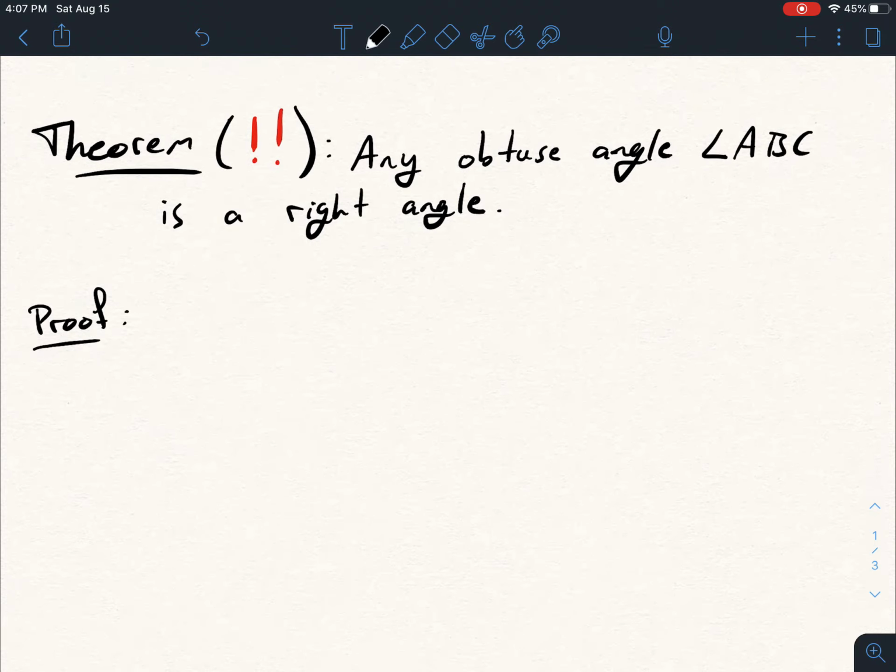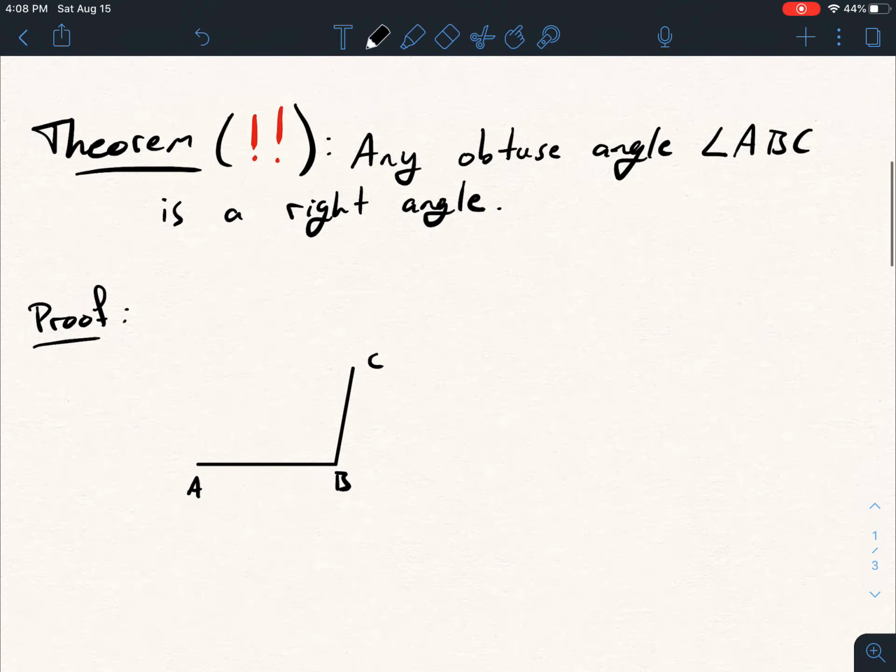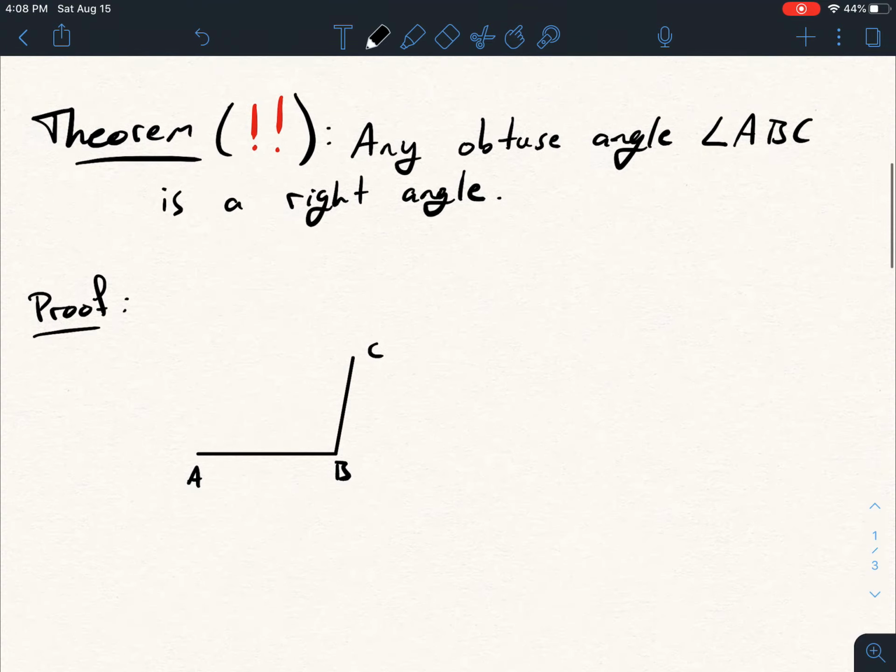All right, so let's start with an obtuse angle, ABC. For the sake of the picture, I'm just going to draw it like this. So here's ABC, and this is some obtuse angle right here. And then what I'm going to do is turn this into a right angle. I'm not actually breaking any rules by doing what I'm about to do.